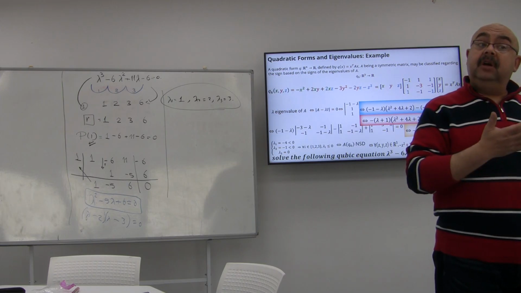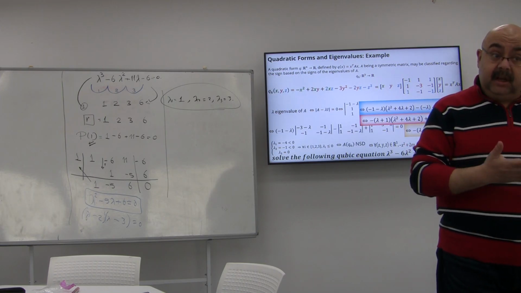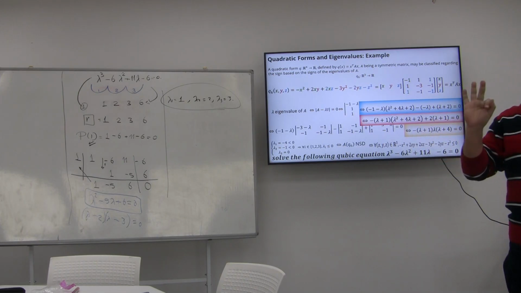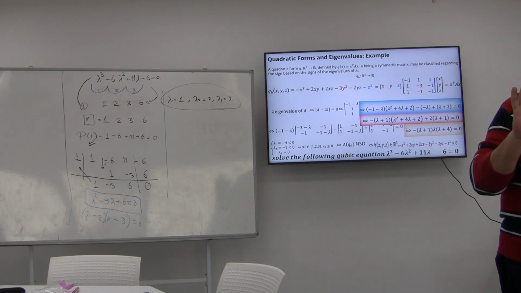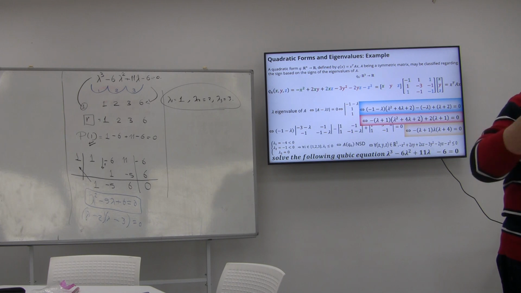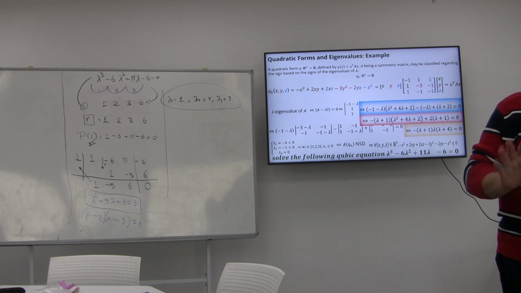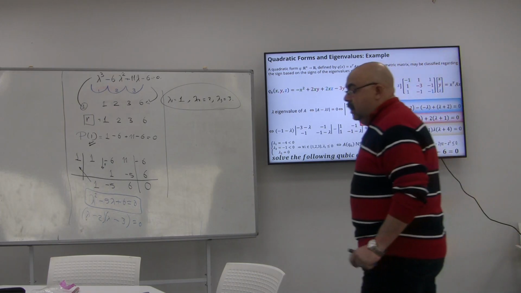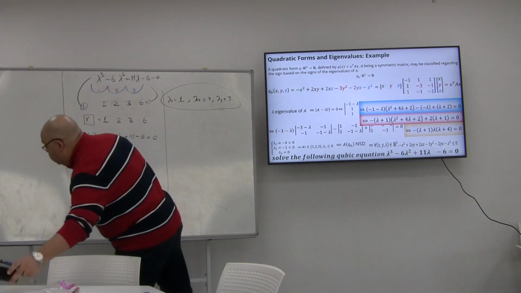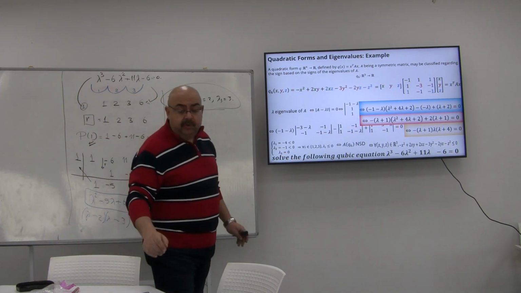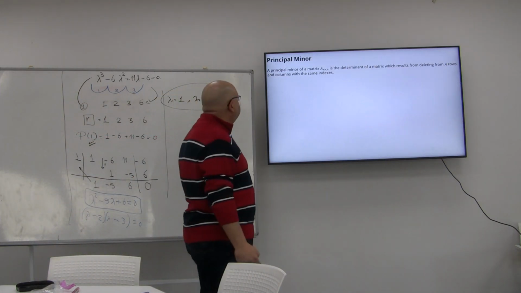If this is a quadratic form, I got it from exactly the same steps. Now I have all of them positive, which means I will have a positive definite quadratic form. Are you with me? Okay, perfect. I don't have to go further than that. I believe this idea is sufficient for the case of eigenvalues.